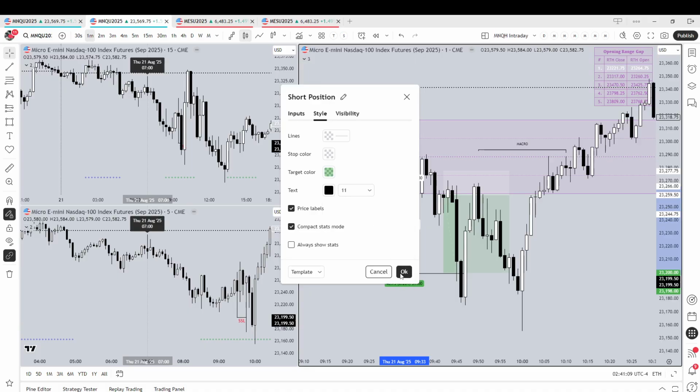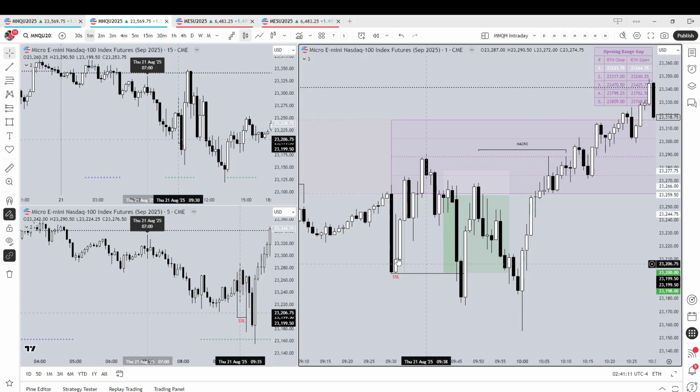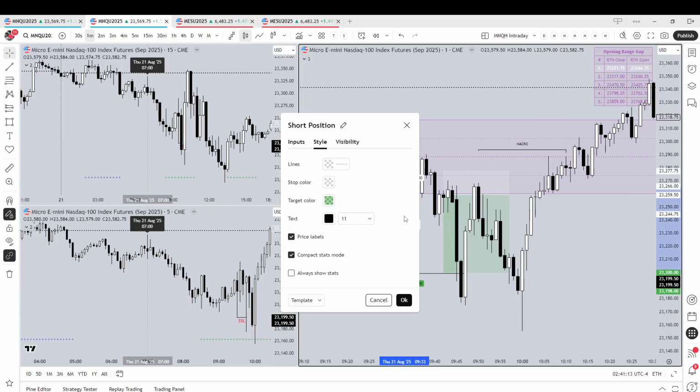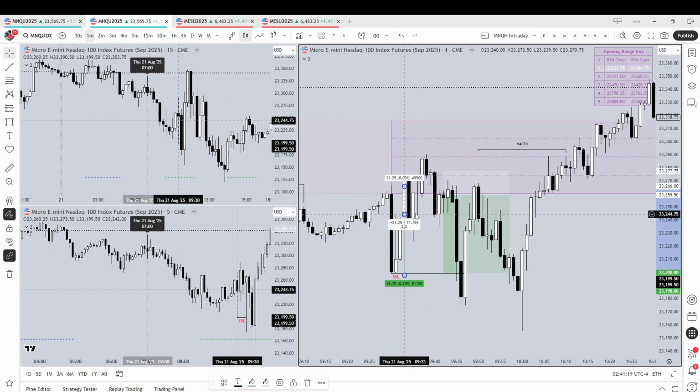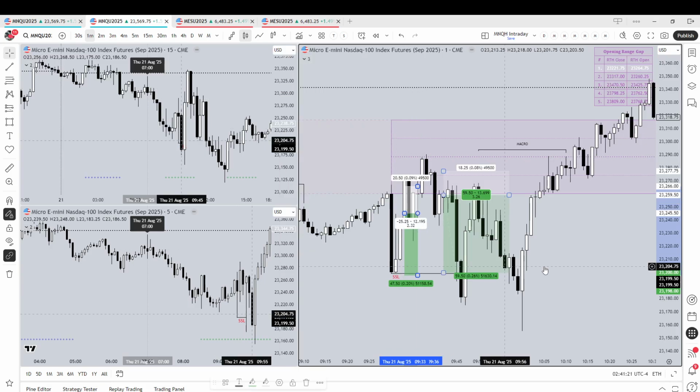Make this a little bit darker. Still can't really see it. We'll just go ahead and, can we scoot this out? There we go. Cool.